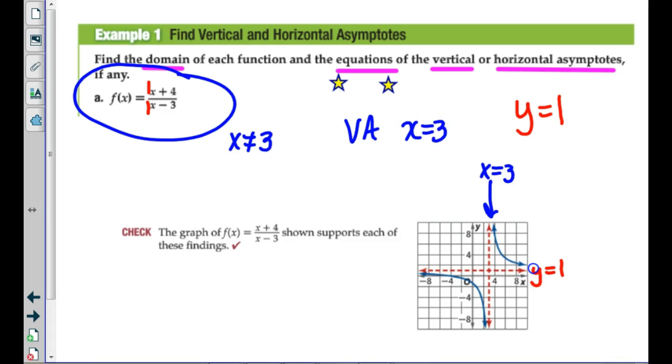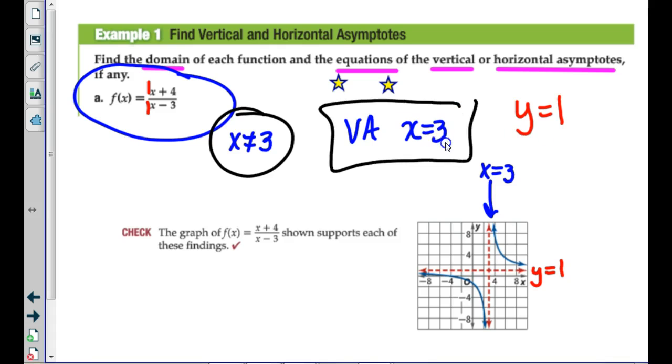Now, there's something weird about horizontal asymptotes. It is possible for a graph to cross a horizontal asymptote. Okay, a graph can never touch or cross a vertical asymptote, but it can cross a horizontal one. This one does not. It just approaches that behavior on the ends. So as for the directions for this question, you would say x cannot be 3. There's a vertical asymptote at x equals 3 and a horizontal asymptote at y equals 1.